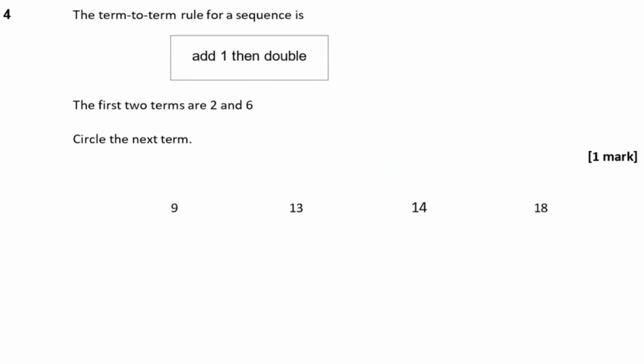Question 4, the term-to-term rule for a sequence is add 1 and then double. The first two terms are 2 and 6. Circle the next term.